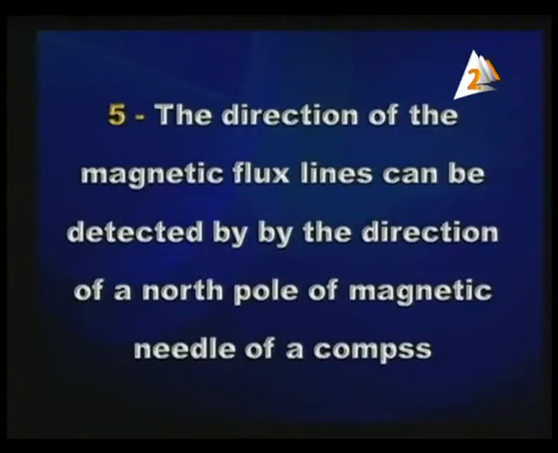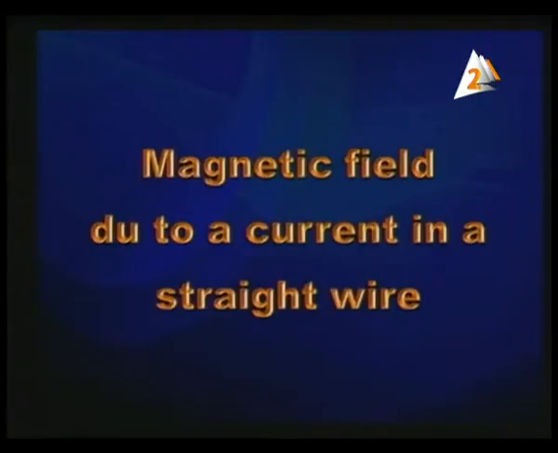The direction of the magnetic flux lines can be detected by the direction of the north pole of a magnetic needle of a compass. And now, talking about the magnetic field due to a current in a straight wire. Okay, talking about a straight wire carrying a current and the field produced by this current.